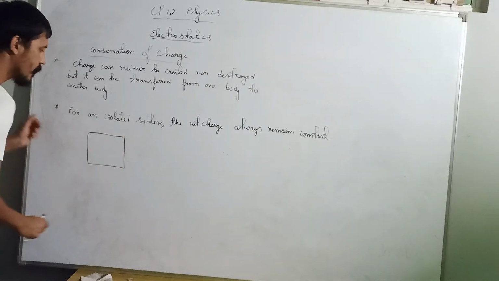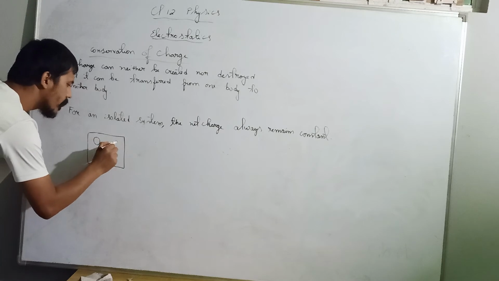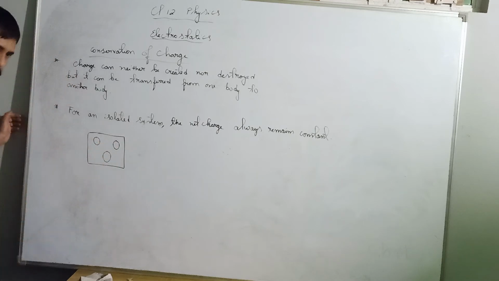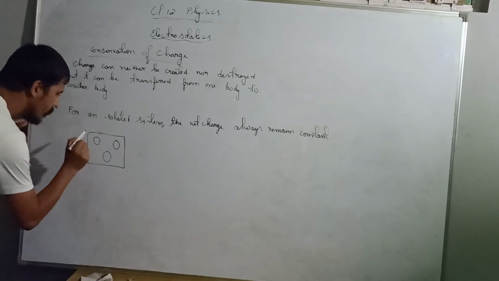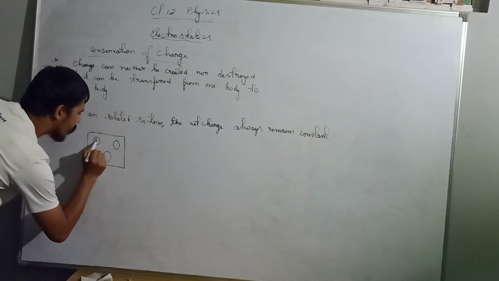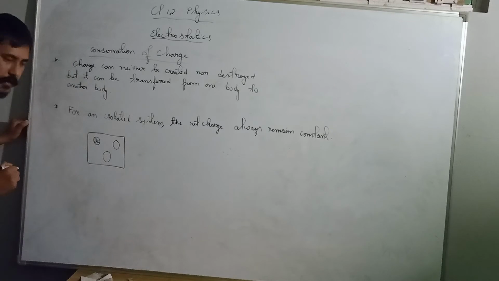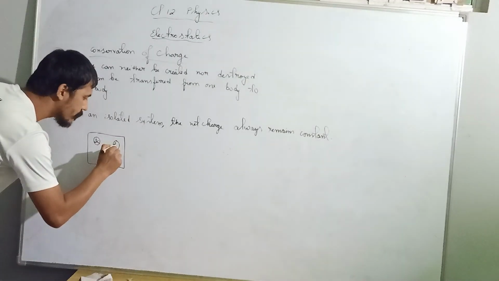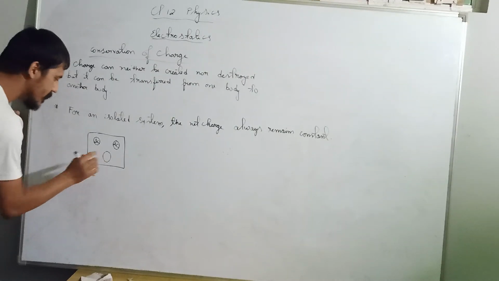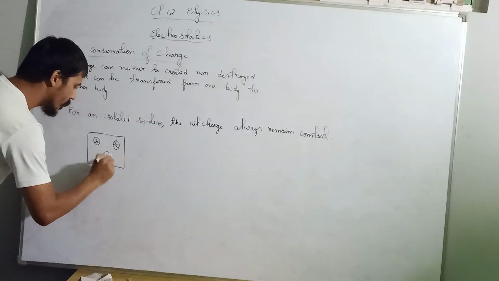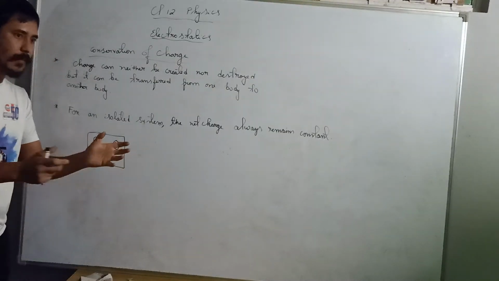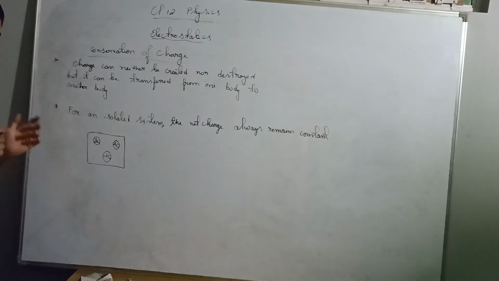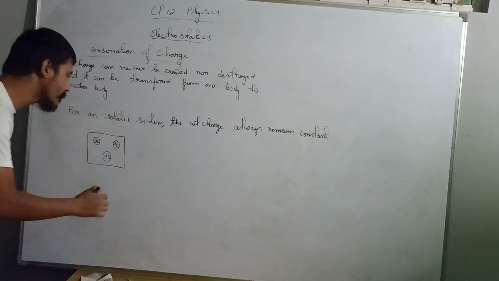Is it okay? Now I have three bodies present in this system. This body has a charge of 3 coulombs. This body has a charge of 2 coulombs. And this body has a charge of -1 coulomb. Okay? I take this box and I shake it for some time.